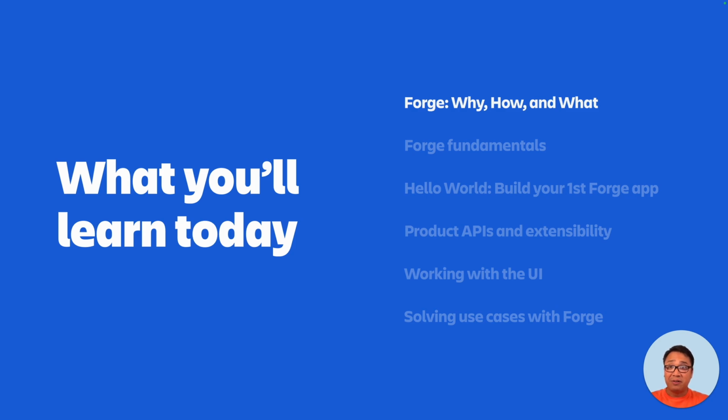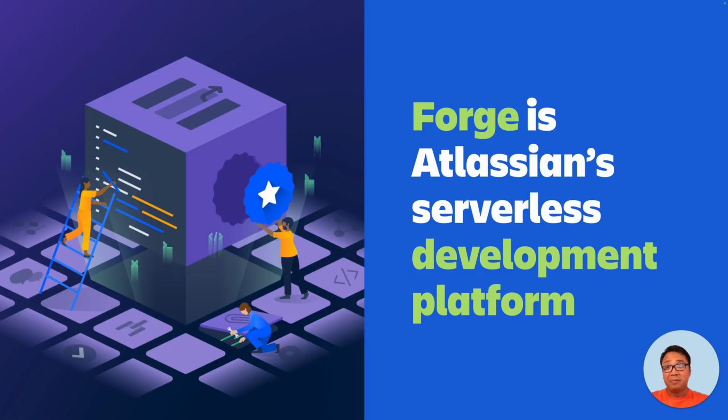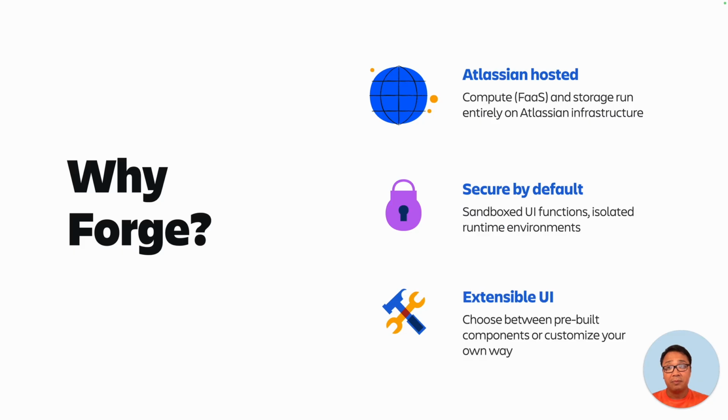First, let's start by defining what Forge actually is. Forge is Atlassian's serverless development platform, designed specifically for extending Atlassian cloud products. It's quick to get started building an app, even for those of you that don't consider yourself a professional software developer. I sometimes refer to Forge as a low-code platform because it handles a lot of the heavy lifting for you. So why use Forge? Let's take a look at some of the benefits of building an app on Forge.